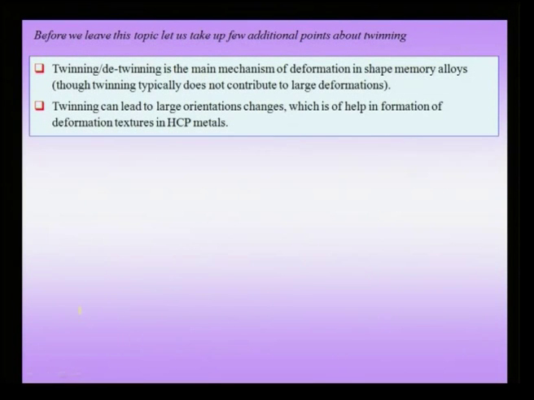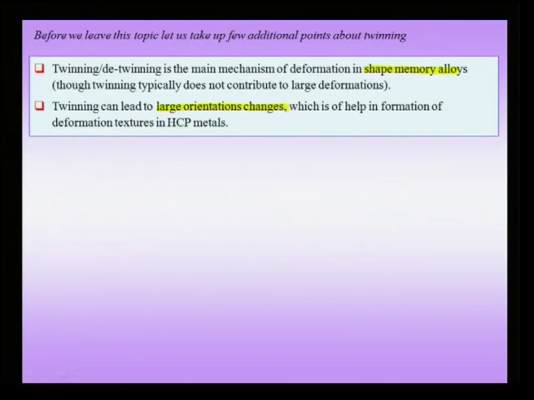We had seen the importance of twinning in the context of plastic deformation, especially at low temperatures and high strain rates. Before we leave this topic of twinning, let us take up a few additional points. Twinning and detwinning is the main mechanism of deformation in shape memory alloys, and as you know, shape memory alloys nowadays have been investigated for very important applications in diverse fields, including biomedical applications. We have also noted already that twinning typically does not contribute to large deformations, but twinning can lead to large orientation changes. This is of particular help in the formation of deformation structures, which is observed when we deform HCP materials like titanium, magnesium, etcetera.